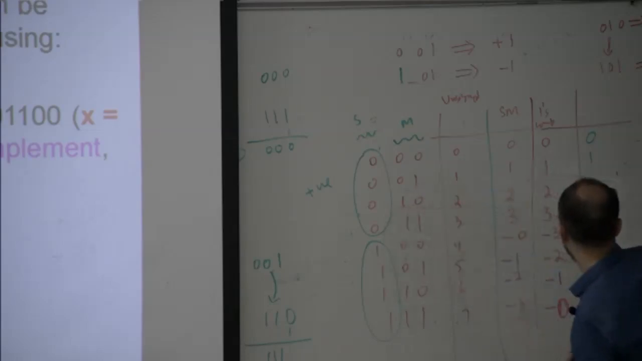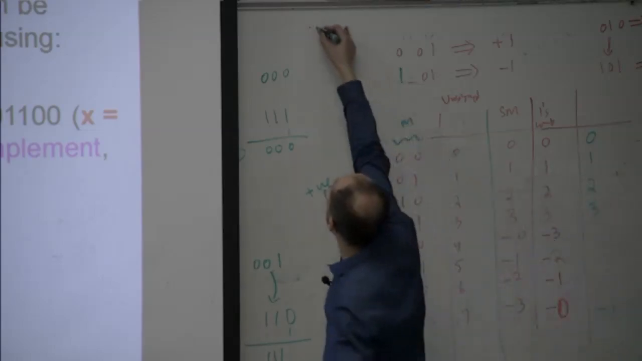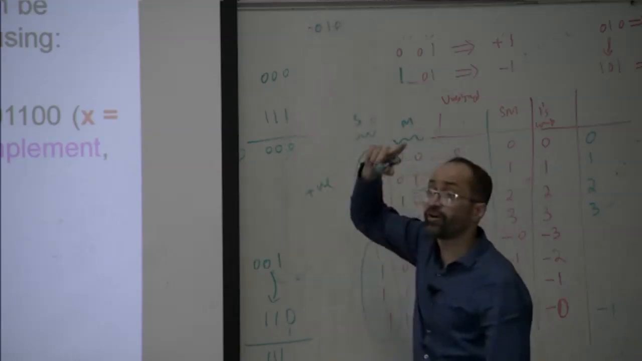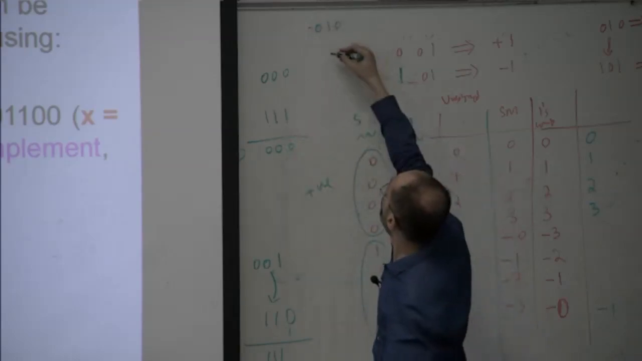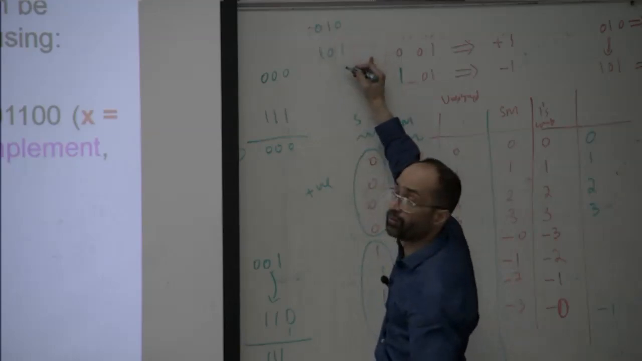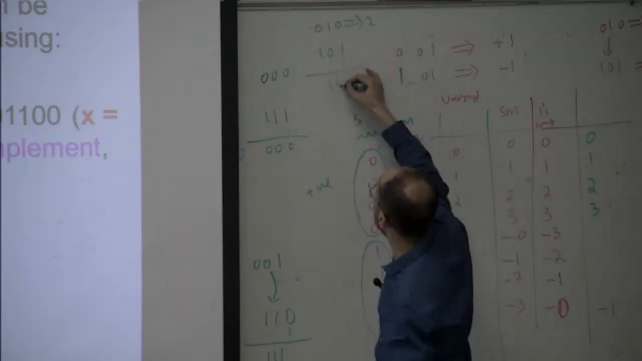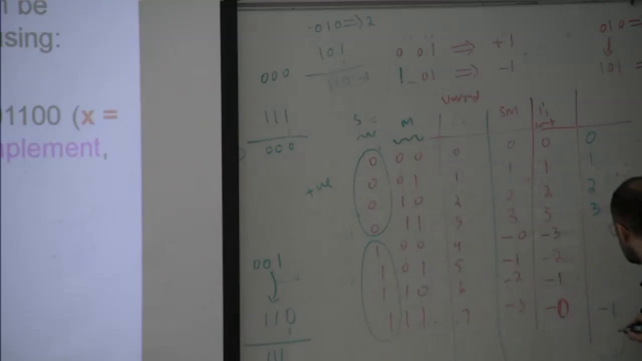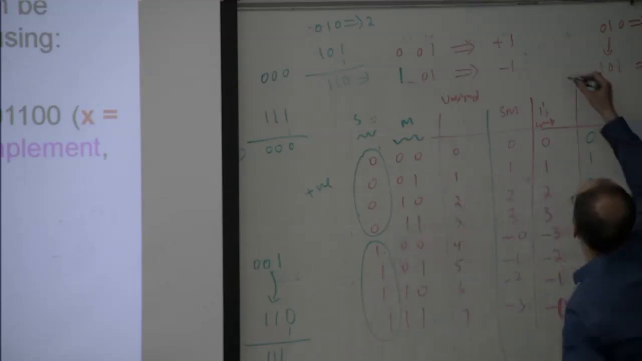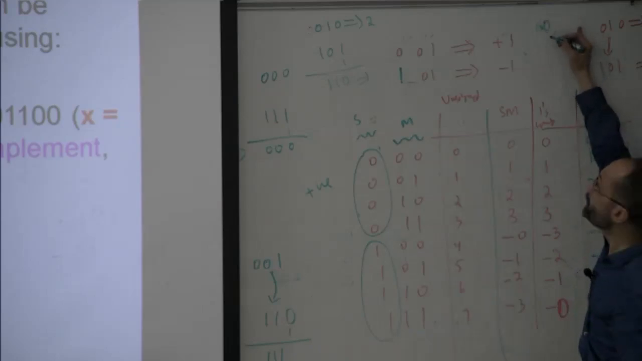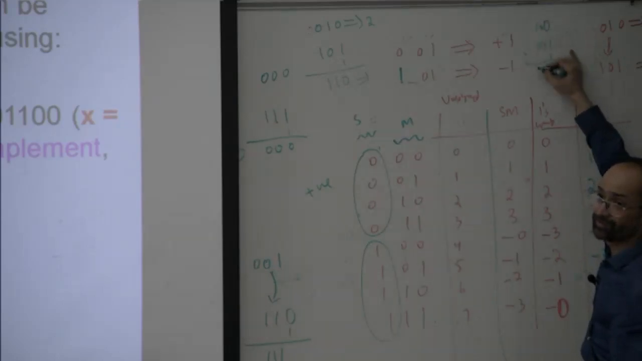Okay, now we have the other quantity. 0, 1, 0. How can I find the 2's complement? 1, 0, 1, and then you add 1. So this is actually 2, and this one, 1, 1, 0, is actually minus 2. So this is minus 1, this is minus 2, this is minus 3, and this one is minus 4. Why is it minus 4? What is the code for 4? 100. You invert: 011. You add 1. It is 100.